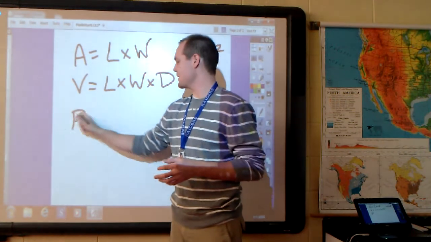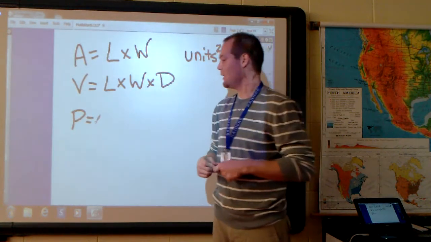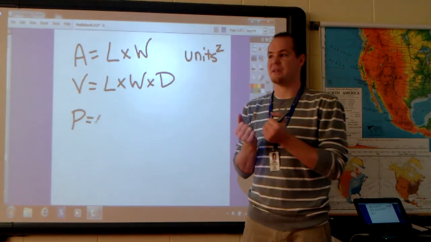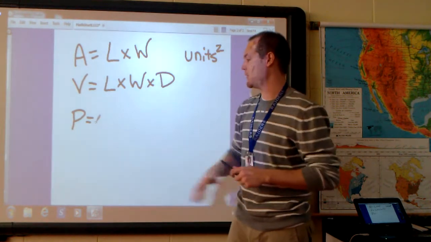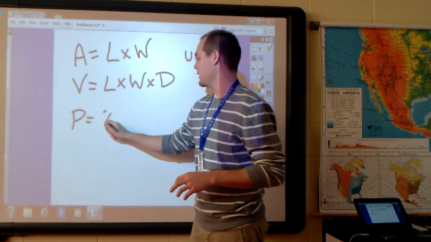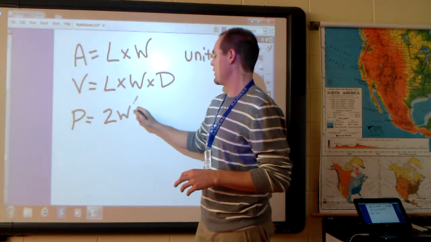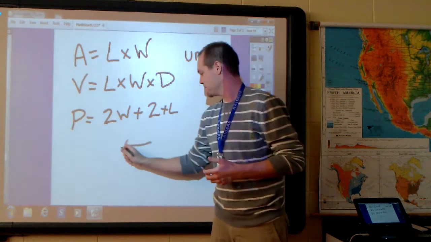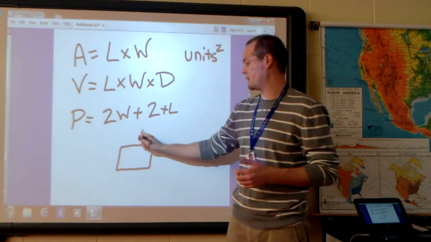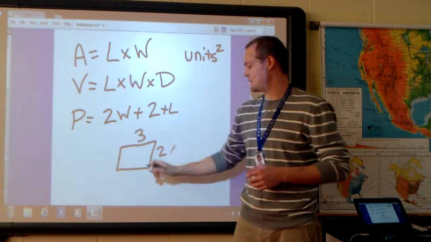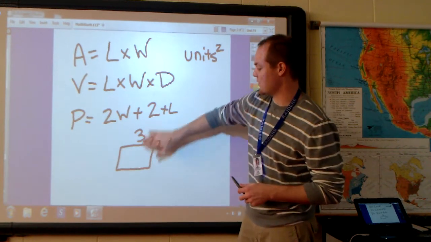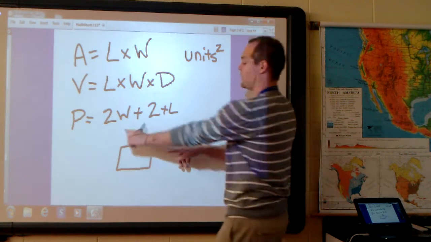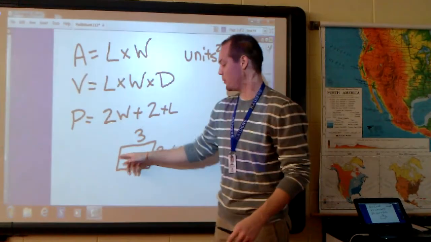And finally, I guess a formula we haven't used a ton, because usually we just add up the distance around. We'd add up all of the outside edges of a two-dimensional object. But the formula for perimeter, you take and you multiply the width times 2 and the length times 2, and you add them together. Which makes sense if we think about it. Let's say that this is 3 and this is 2 units long. If we multiply the length times 2, it covers both the top and the bottom. And then if we multiply the width times 2, it takes care of both sides.